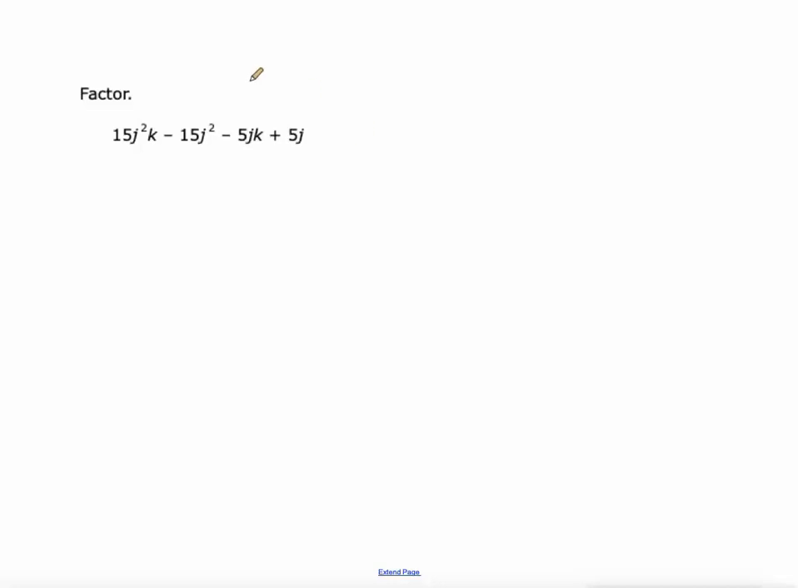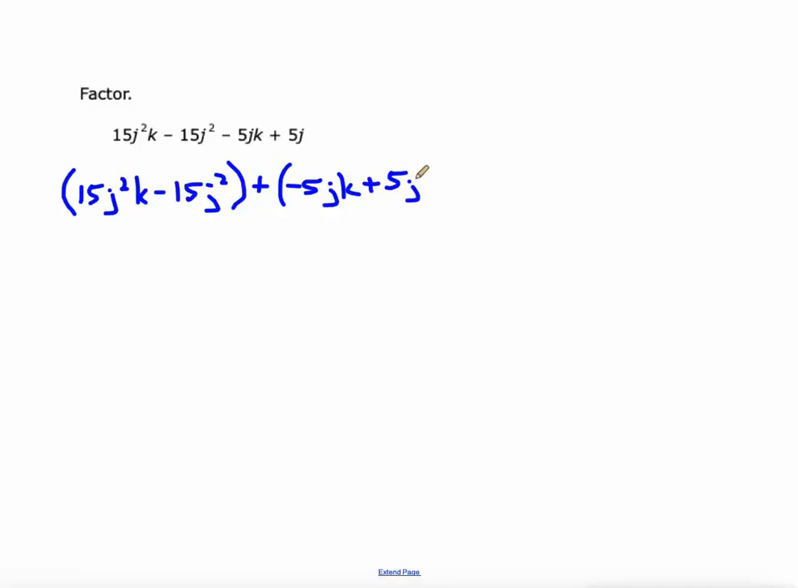All right, here's another one. There is something I noticed, that they're all divisible by 5 and they're all divisible by j. I'm actually going to wait on that. So here's what I'm going to do. I'm going to group the first two terms, 15j squared k minus 15j squared. And I'm going to group the second two terms. I always put the plus sign in between them, and then I'll include the negative sign here. All right, the first group, they're both divisible by 15, and they're both divisible by j squared. So that would be 15j squared times k would give us 15j squared k, and 15j squared times negative 1 would give us negative 15j squared.